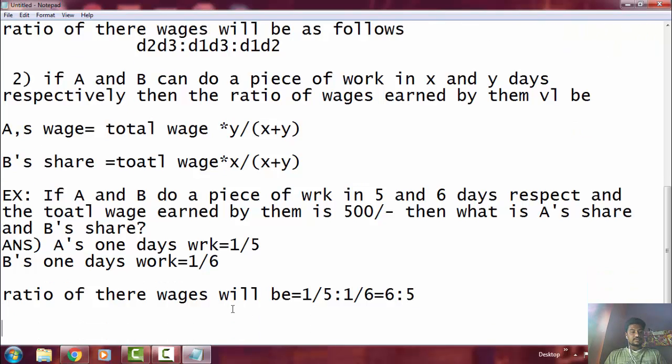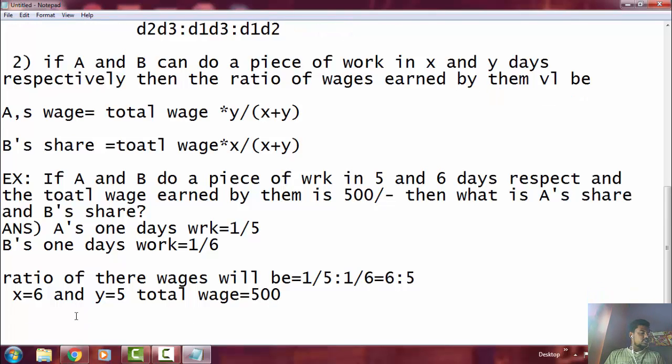6. Now you have the value of x. In this, the value of x is equal to 6 and y is equal to 5. What is the total wage he has given? That is equal to 500. Now you calculate A's share and B's share, as it is crystal clear for you.